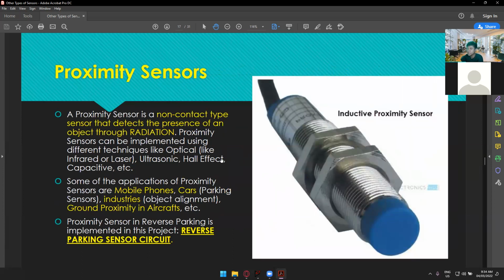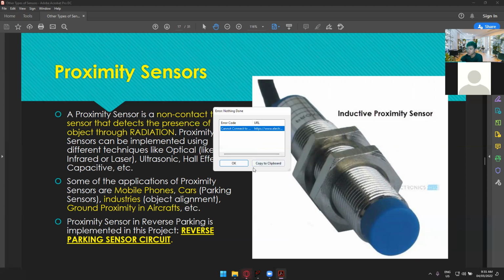And then we also have proximity sensors, wherein I guess you guys already know what a proximity sensor is from the word proximity. This one is very common in our smartphones. This is a non-contact type sensor that detects the presence of an object through radiation. It is most commonly used in applications like smartphones or mobile phones, cars, and industries, like for object alignment, and ground proximity in aircraft, and many more. And then of course again check this website right here. Oops, cannot connect.